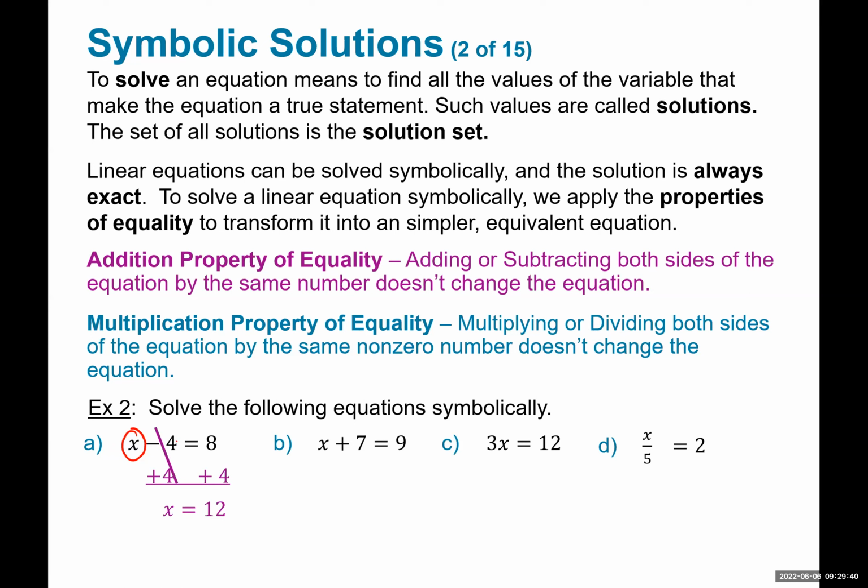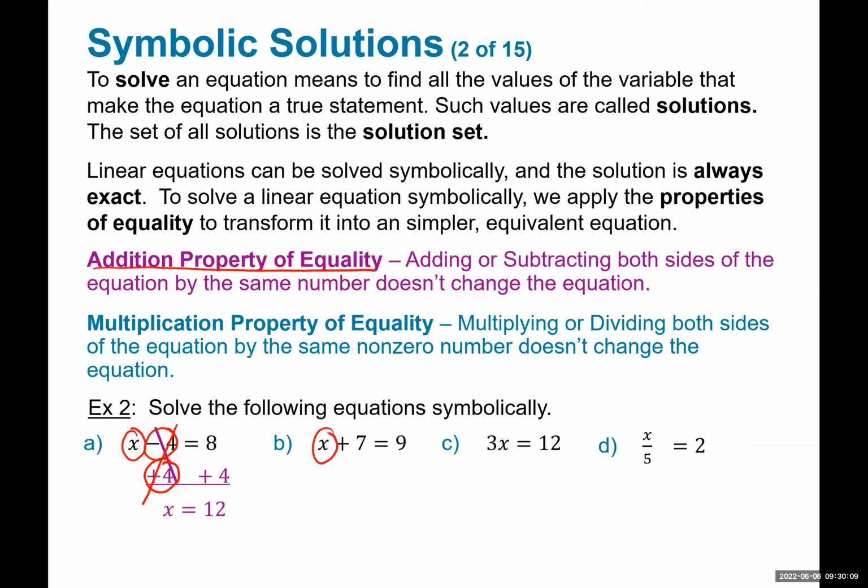Notice that -4 plus 4 is 0. So that's why we're able to just put a line through it. It sums to 0. That's called the addition property of equality. It doesn't change anything because we're doing it to both sides. And then when you're doing the inverse operation, it gets rid of it. So the same idea is here with B. Again, pause the video, try it on your own, and then you can press play and see what happens.